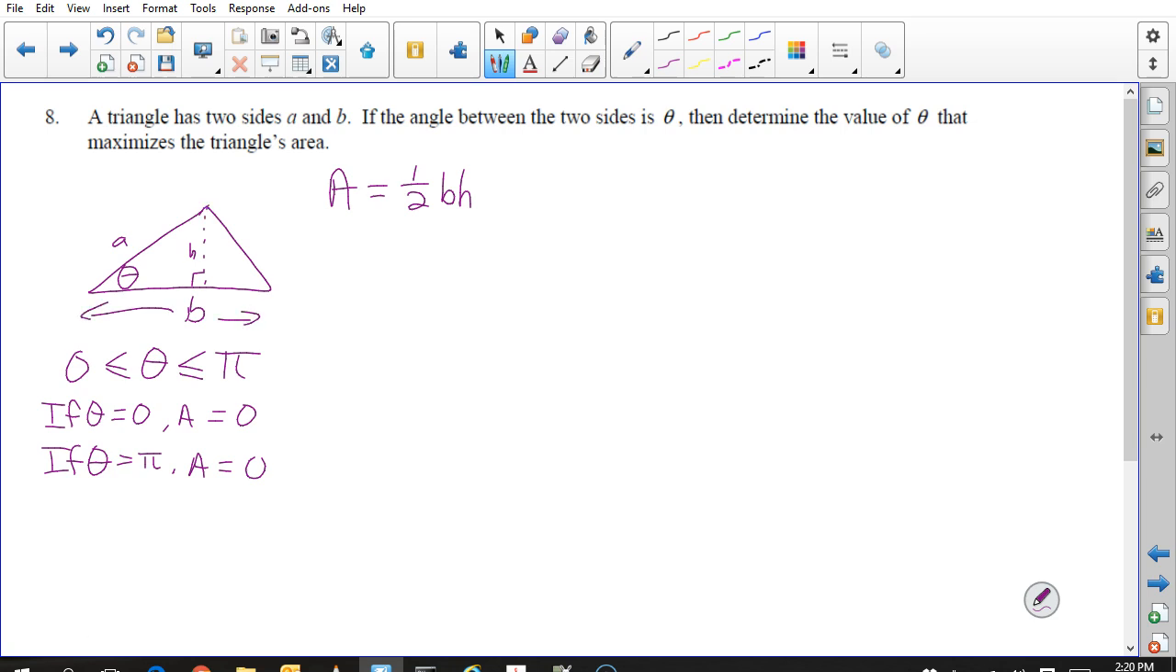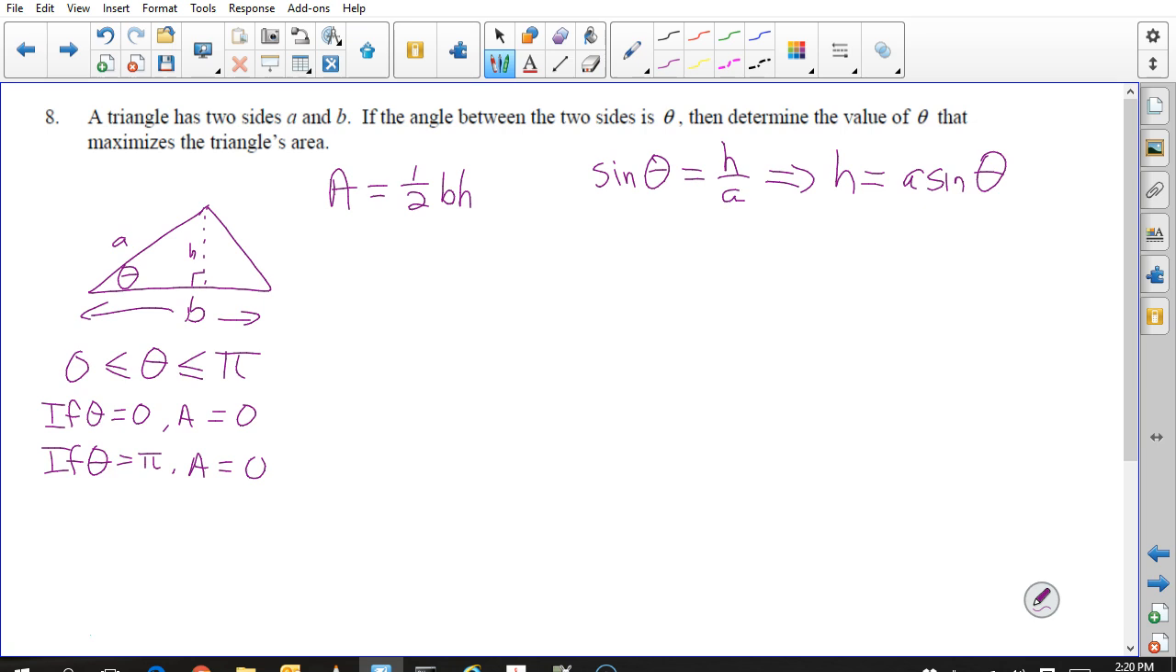Now we're going to record this. I can't just talk about it and wave my hands. So in terms of A and H and theta, what's the relationship? Sine. So sine theta is H over A, right? So we need H though. So what's H? H is A sine theta. Because we've got this formula, and now we're going to have two variables there, right?